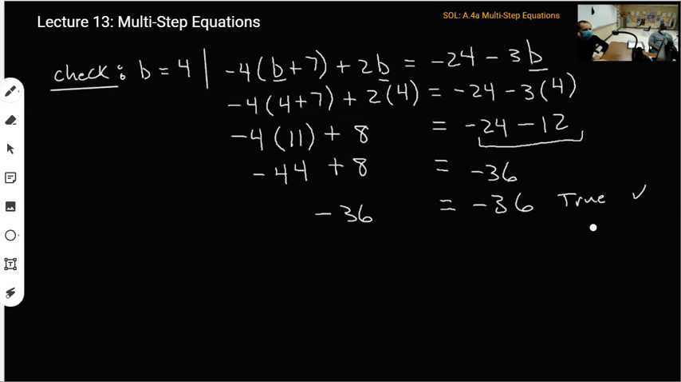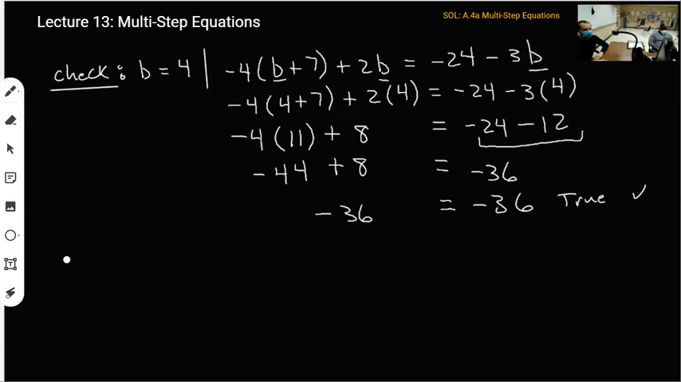So you're going to be struggling with distributive property, and you're going to be struggling with figuring out how to get all the variables on one side while you keep all the regular numbers on the other side. So I hope this multi-step equations thing is going to help you out.